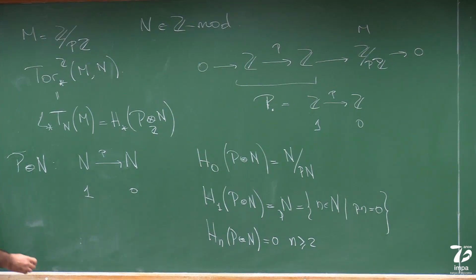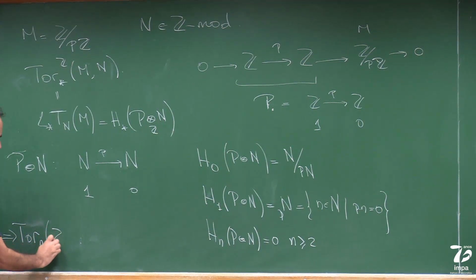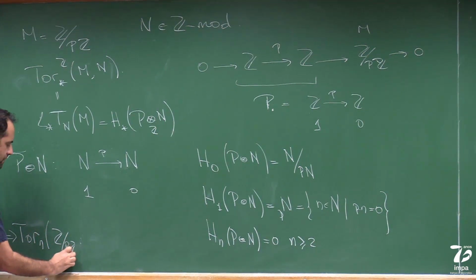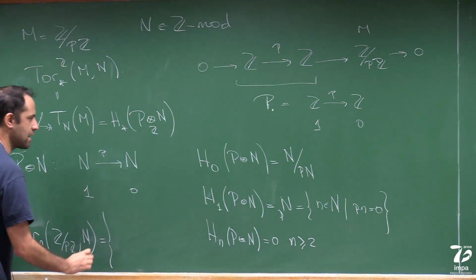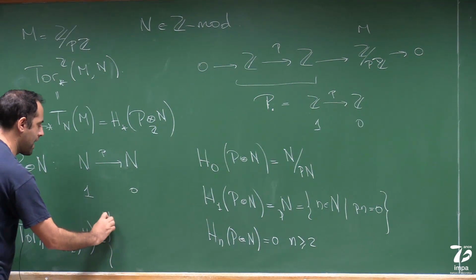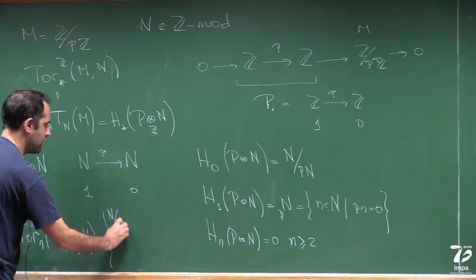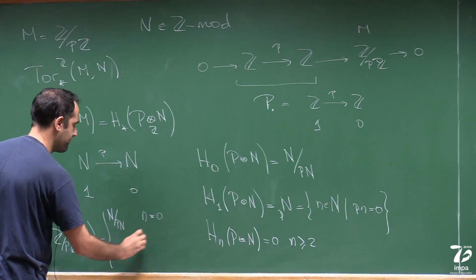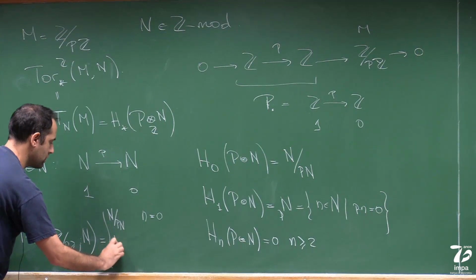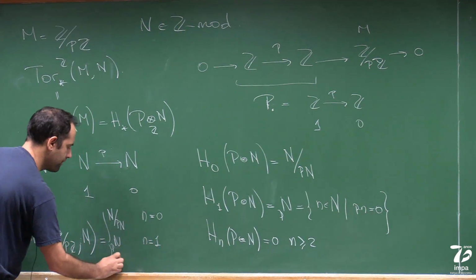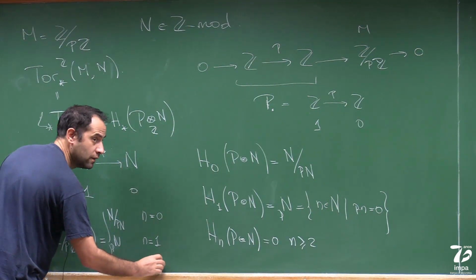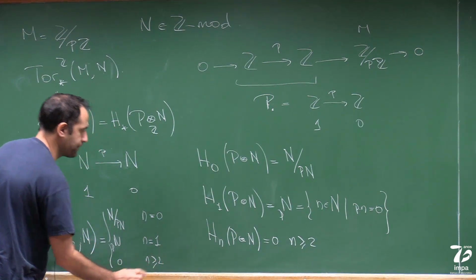So as a corollary of this, we get that Tor_n of Z/p Z with an abelian group N is the same thing as N divided by pN when n is equal to 0, the p-torsion when n is equal to 1, and 0 if n is bigger or equal than 2.